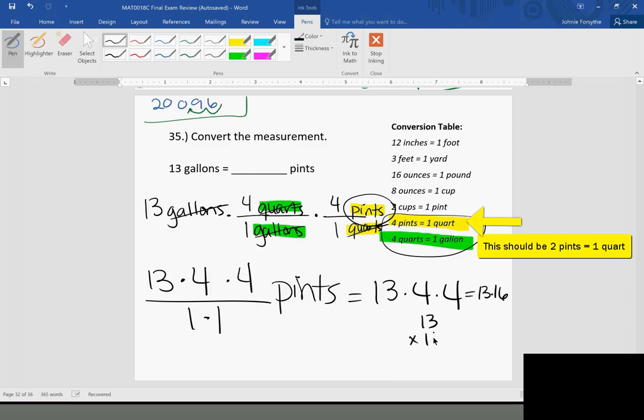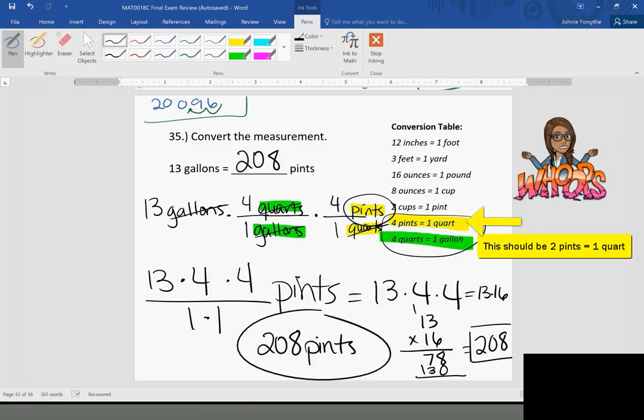So 13 times 16. 3 times 6 is 18, carry the 1. 6 times 1 is 6, plus 1 is 7. Put a 0 placeholder. And 1 times 3 is 3, 1 times 1 is 1, and we're going to add that up. So we have 8, 0, carry the 1, 2. 208 pints.